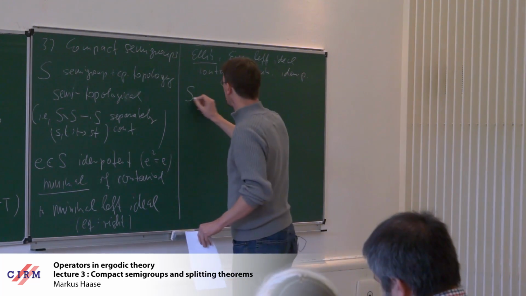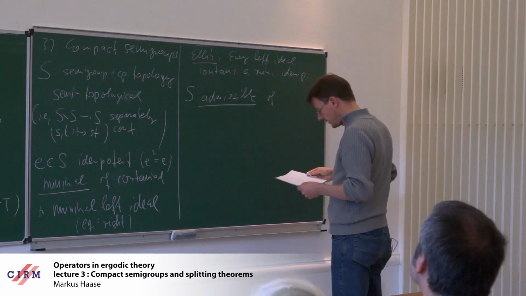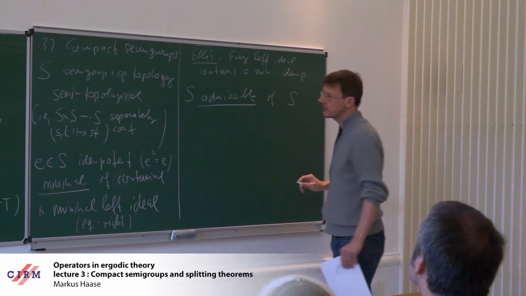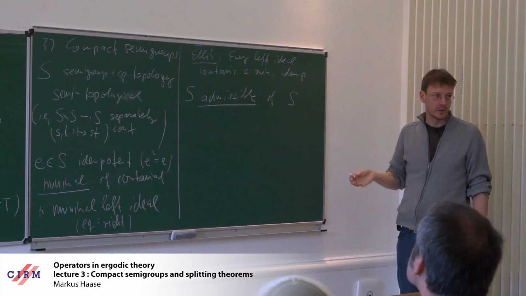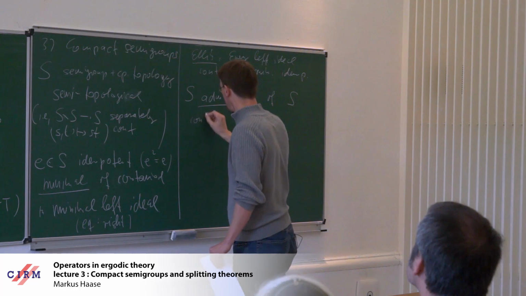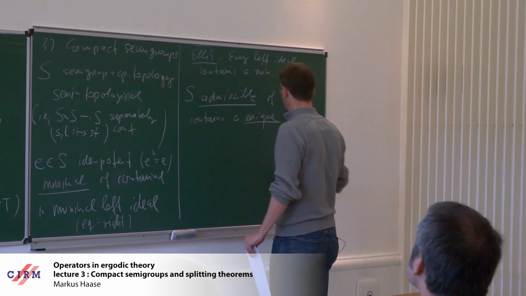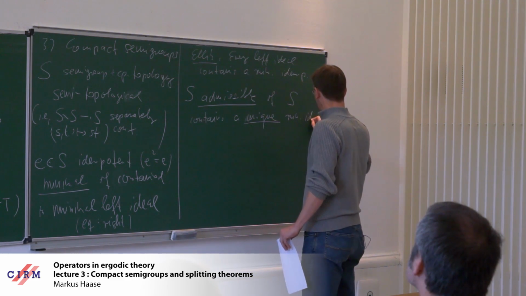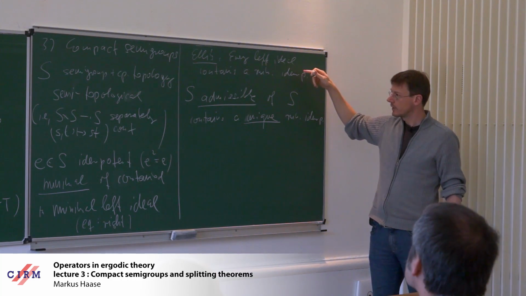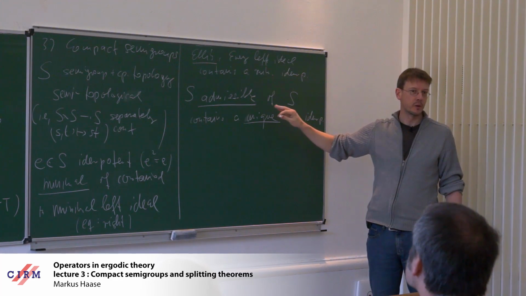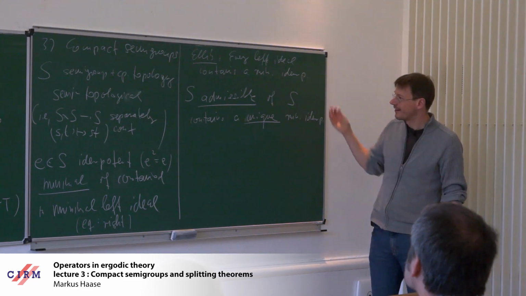Now let's call a semigroup admissible if S contains not just minimal idempotents. That's always true, but it contains a unique one. So if S contains a unique minimal idempotent. So it always contains minimal idempotents, and the assertion here is that there is only one. Okay, one can ask, do such situations exist?